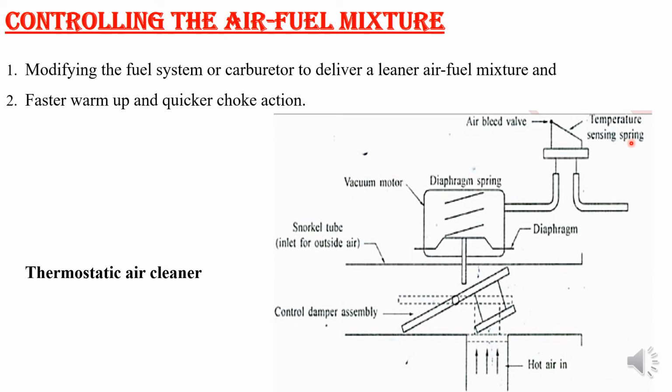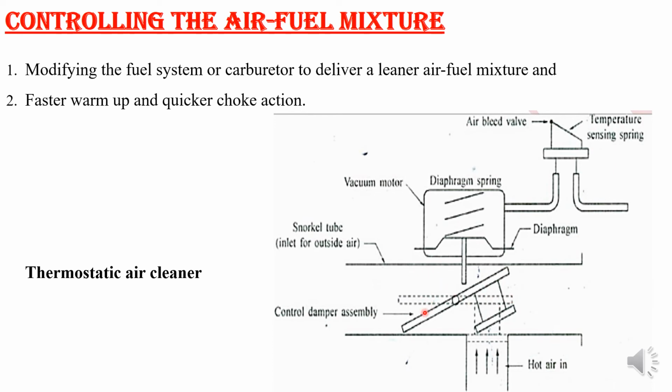This air bleed valve will be there. When the air is cold, this applies the intake manifold vacuum to the vacuum motor. So it will apply the pressure, so the vacuum motor will be in position. So what will happen in the vacuum motor, the diaphragm and its control arm will move due to atmospheric pressure, thus blocking the snorkel tube. This snorkel tube is the inlet for outside air, which will be blocked. So due to diaphragm movement, you can control whether the hot air comes inside or not, by the diaphragm valve.